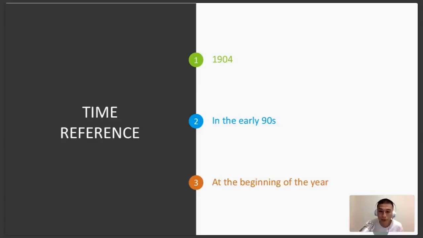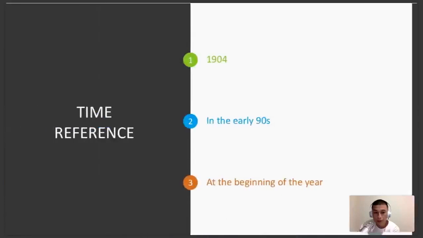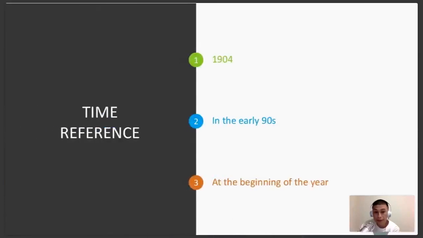Okay, so time reference is very important. But that brings me to the other one. It's still referring to time, but this is an overview of time. A lot of times people get confused when they see the overview reference versus a specific time. If you look at the previous one, it's establishing a specific time, like 1904. You know exactly when it is. Or in the early 90s, that's still a very tight area of time, and at the beginning of the year. So mentioning a specific period of time gives you the idea of the sequence.